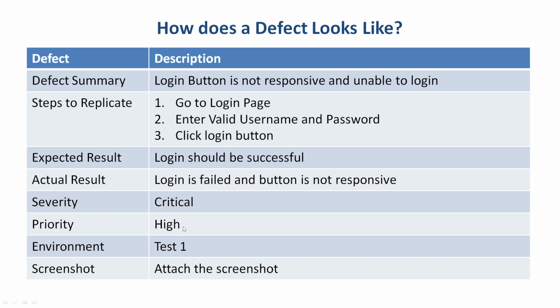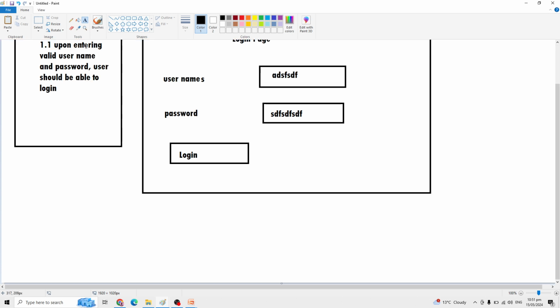Now what happened? Just like software development has a life cycle, and software testing has a life cycle, similarly a defect also has a life cycle. So what is a life cycle? Where it is born and where it ends. So that's a life cycle, right? Now I'll show you how that life cycle looks.